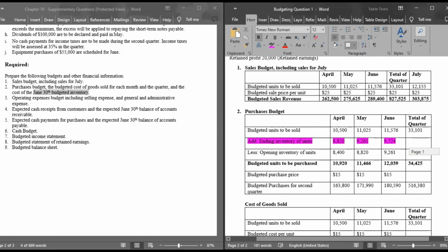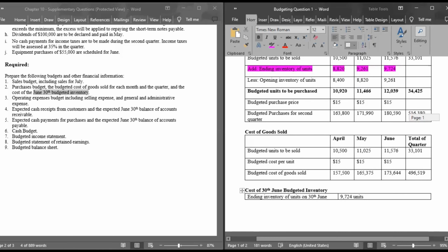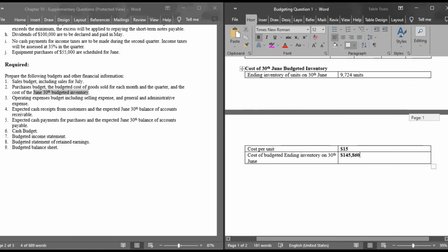So all the values we are calculating, we will compile into the budgeted income statement and budgeted balance sheet. First of all, we are preparing the budgets according to the requirement. But then we will use the same values in requirement number 7, requirement number 8, and requirement number 9. So just ask me any question if you have so far. No, it's fine so far.